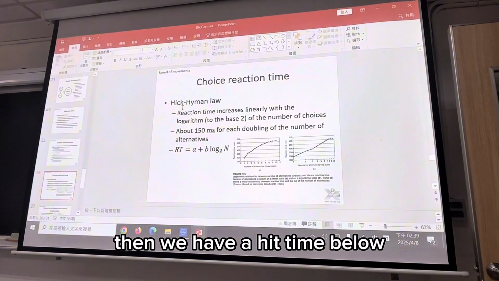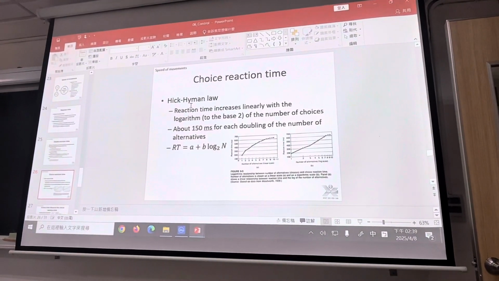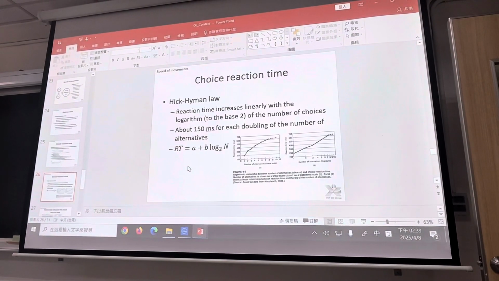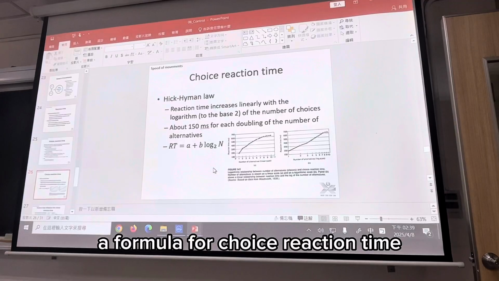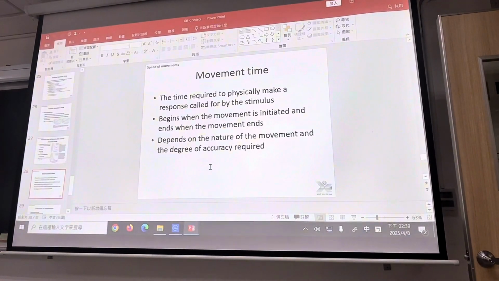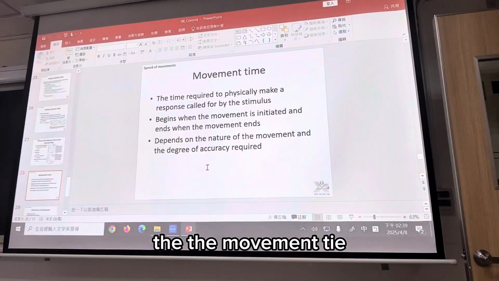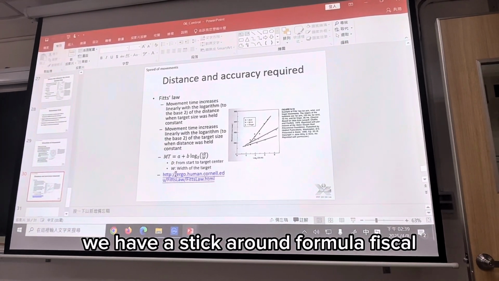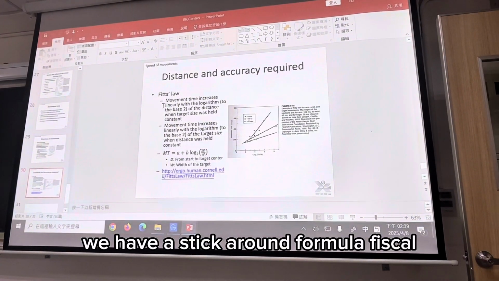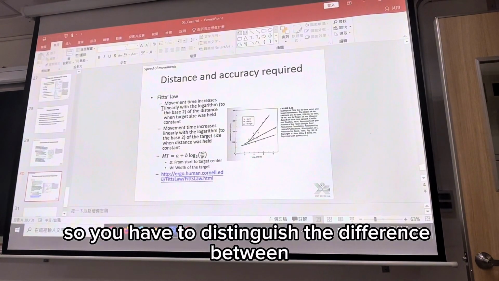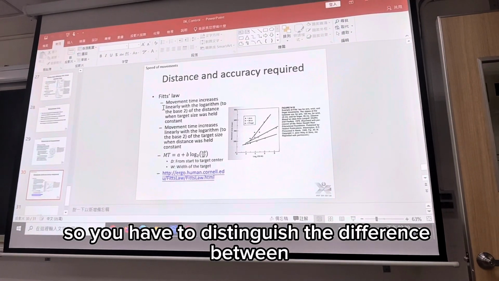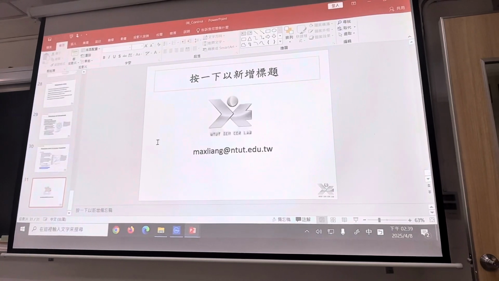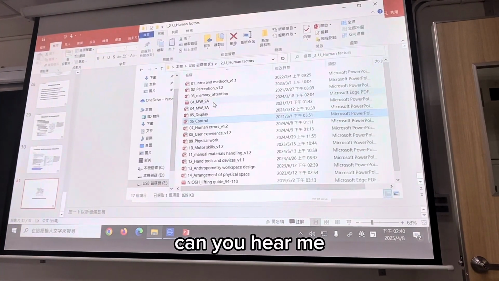Then we have Hick's law, which is a formula for choice reaction time. Then for the movement time, we have a similar formula, Fitts' law. So you have to distinguish the difference between Hick's law and Fitts' law. Okay.